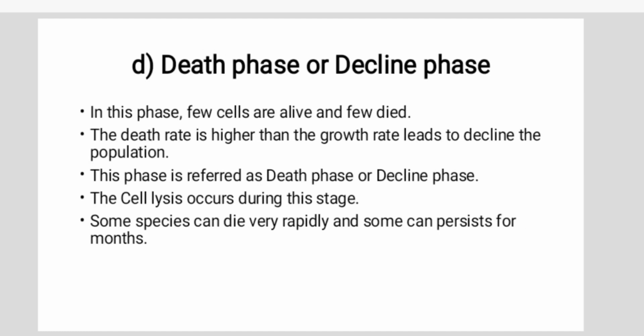The final one, the death phase or decline phase. In this phase, a few cells are alive and a few cells are dying. The death rate is higher than the growth rate, which leads to a decline in the population. So this phase is referred to as the decline phase or death phase. Cell lysis occurs during this stage. Some species can die very rapidly, leaving only a few alive, and some can persist for months.